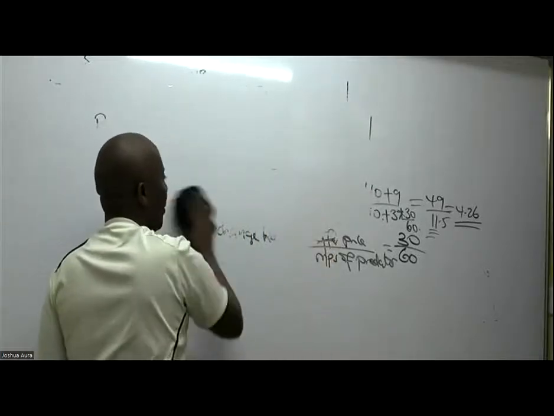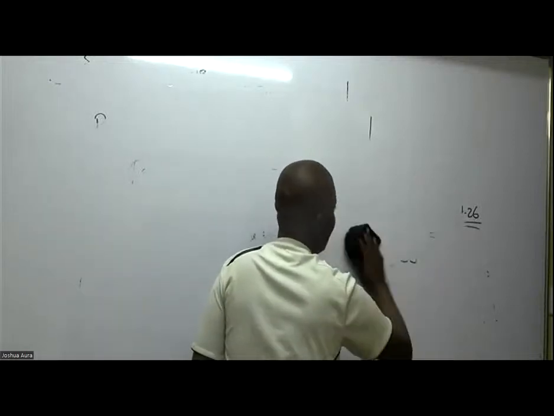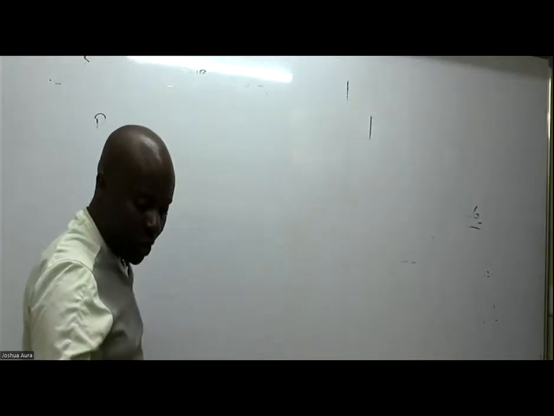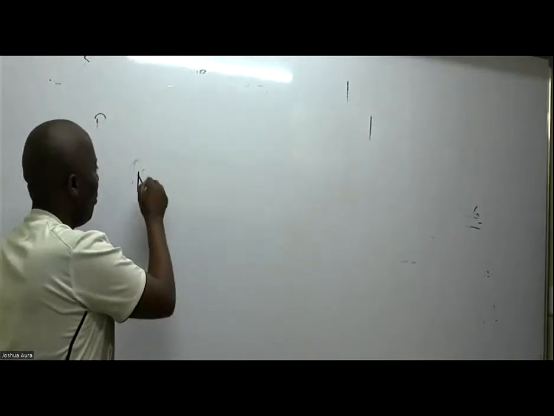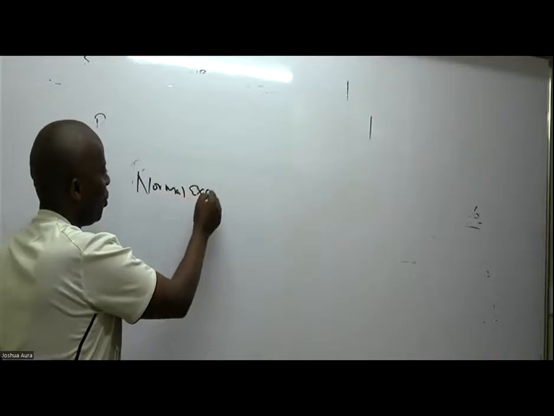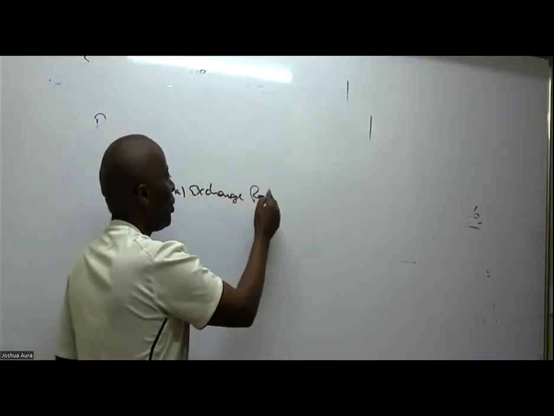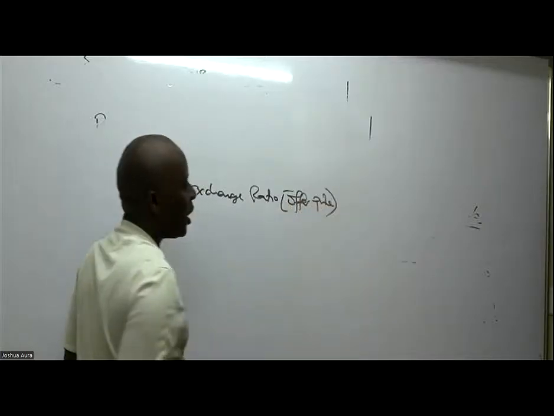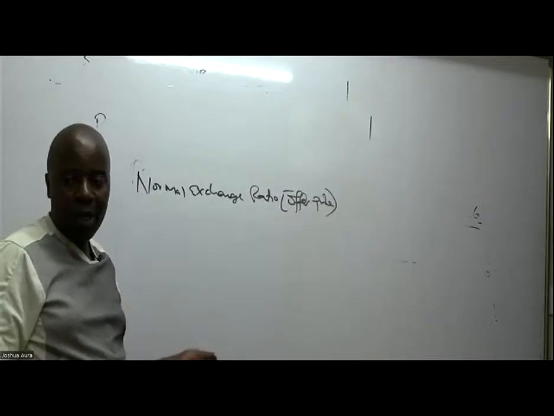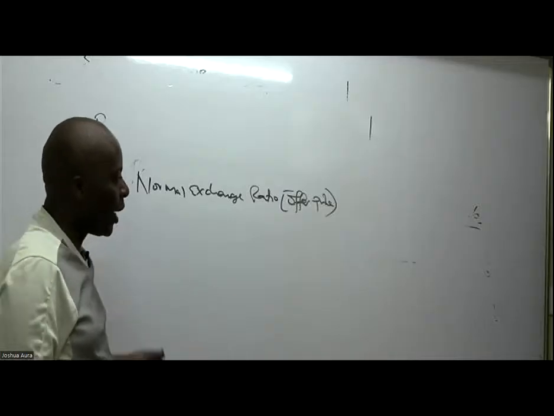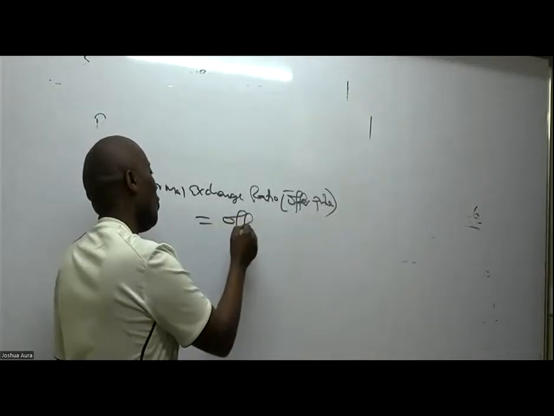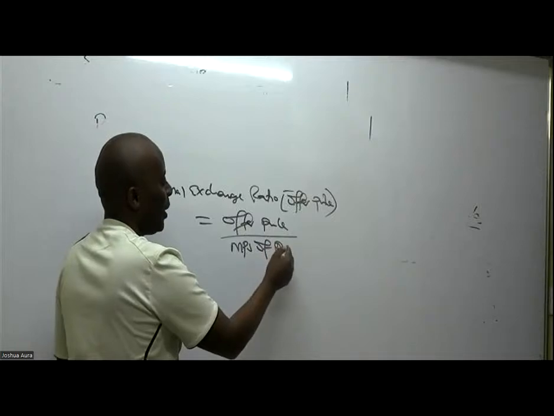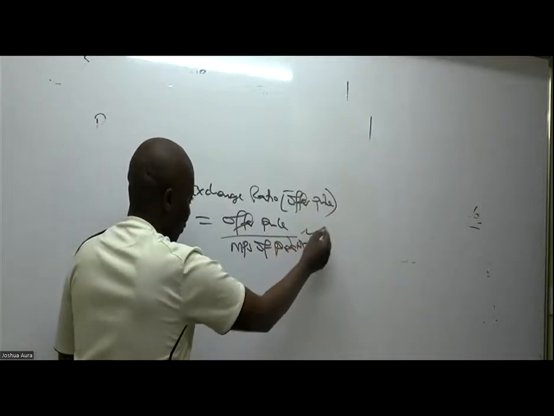So remember, the most important thing is for you to appreciate that we have two types of exchange ratios. We have the normal exchange ratio. This is the one that we calculate whenever we are given an offer price. How do we calculate this? We take the offer price given over the MPS of the predator. Very important for you to pick that.